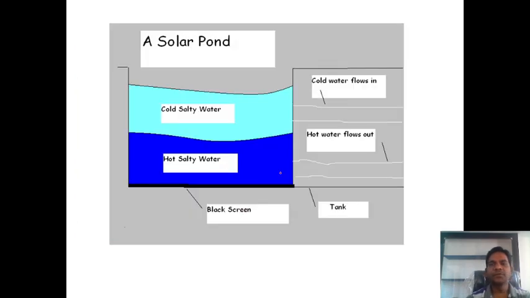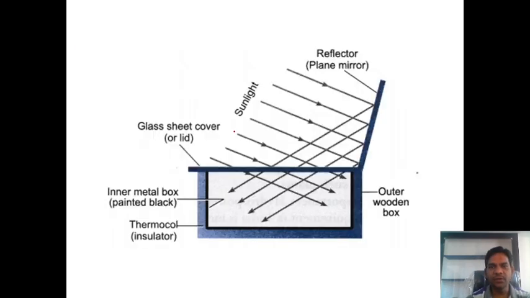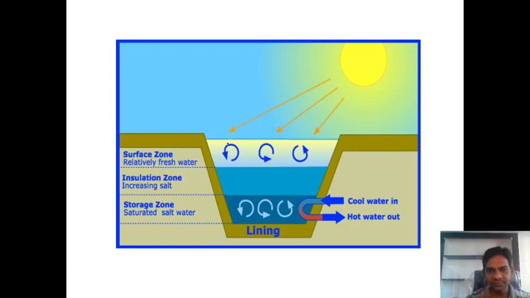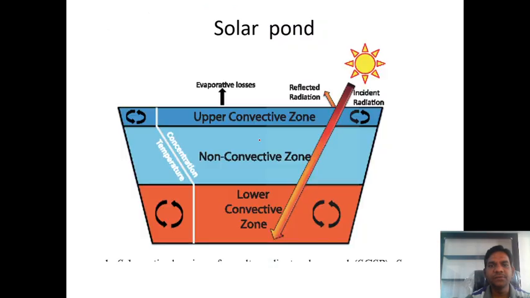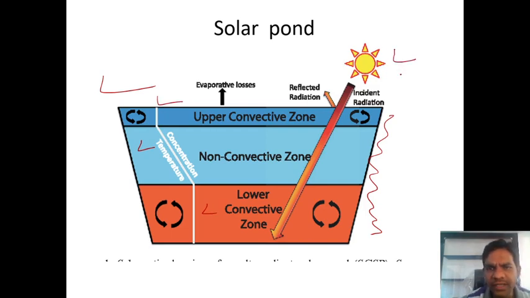Now, in the diagram of the solar pond, this is the design of the solar pond. I will just explain it now. This consists of 3 layers. How many layers will there be? 3 layers. One is the upper convective zone, the middle is the non-convective zone, and the lower is the bottom lower convective zone. So solar radiation is incident on the solar pond.